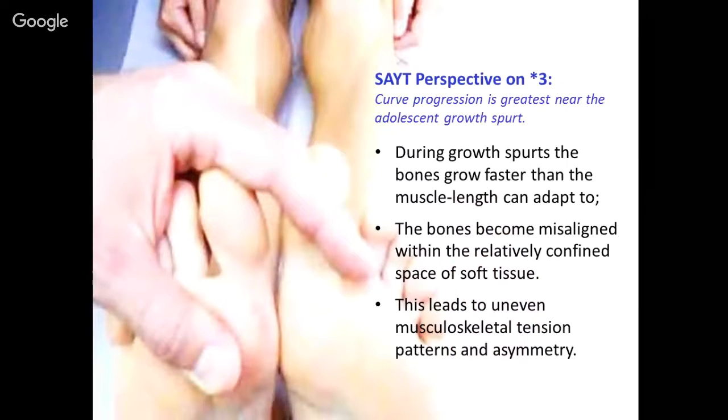Third point, curve progression is greatest near the adolescent growth spurt. So we know from structural alignment yoga therapy that during growth spurts, and medical knows this as well, they just haven't put two and two together. During the growth spurts, the bones grow faster than the muscle length can adapt to. And the bones become misaligned within that confined space. So imagine you have the sac, and it's limited in its movement, and something's trying to grow inside of it. So what's growing is going to have to compress itself. And this is leading to uneven musculoskeletal tension patterns and asymmetry.